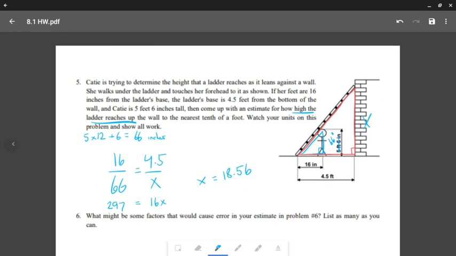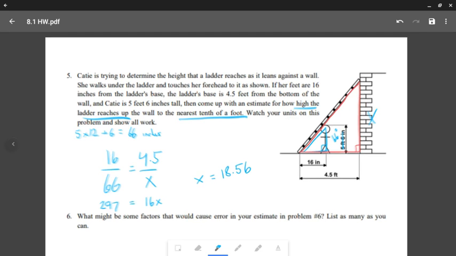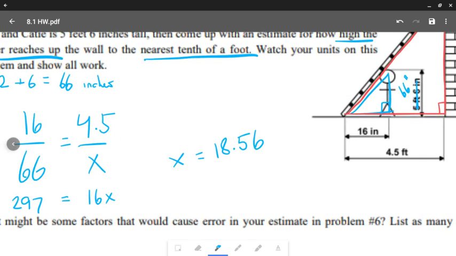What's the unit for our answer? Well, remember, the entire right-hand side, the ladder plus the height, is going to be in feet, and we're looking for the answer in the nearest tenth of a foot. So what tenth of a foot? That's one place after the decimal, which means my answer is 18.6 feet.